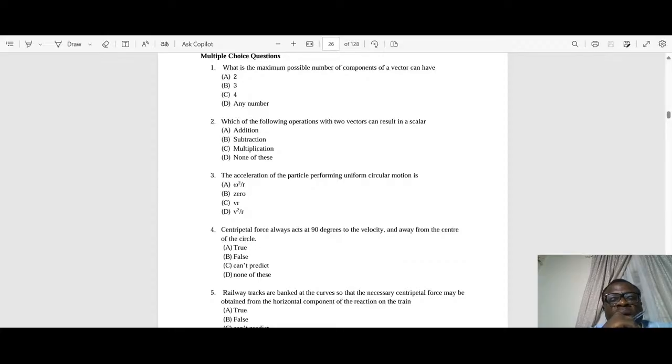So we're moving to another section, which is under vectors. Let's look at this number. Number 1. What is the maximum possible number of components a vector can have?